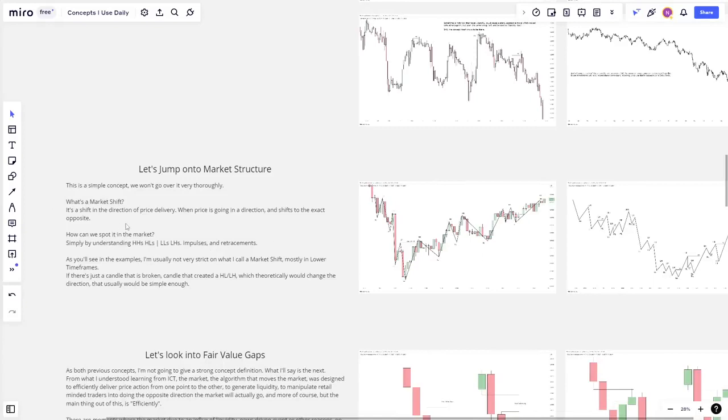So that is really all that I wanted to go over regarding market structure, right? I just wanted you to understand what a market shift is. And again, it's when the direction changes, when we're talking about lower lows and lower highs changing to higher highs and higher lows, or vice versa, of course.